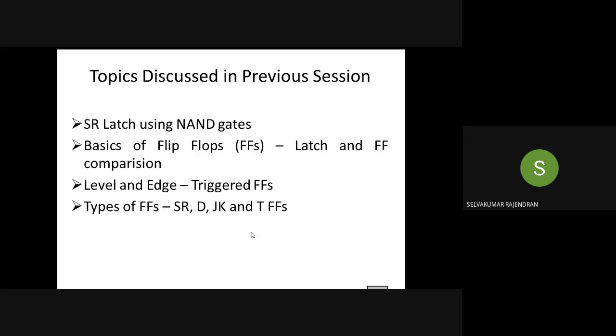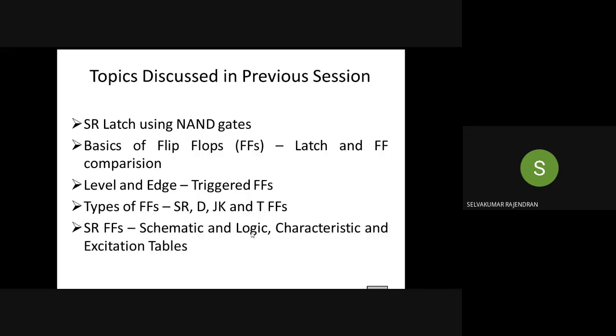Then we saw the possible types of flip-flops. Basically we have 4 different types: SR flip-flop, D flip-flop, JK flip-flop, and T flip-flop. Among these 4, we discussed the SR type flip-flop: the schematic diagram, the logic table which describes the actual functionality of the SR flip-flop, and then the characteristic and excitation tables. These things were discussed in the last session.